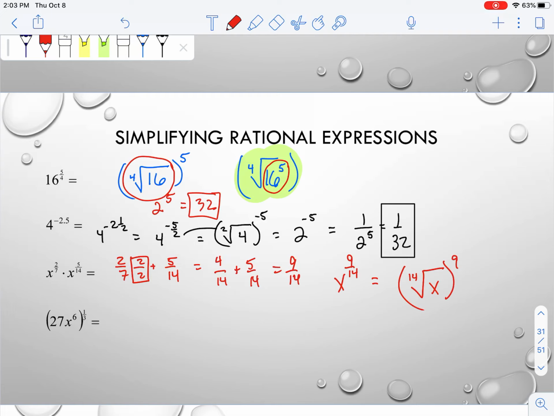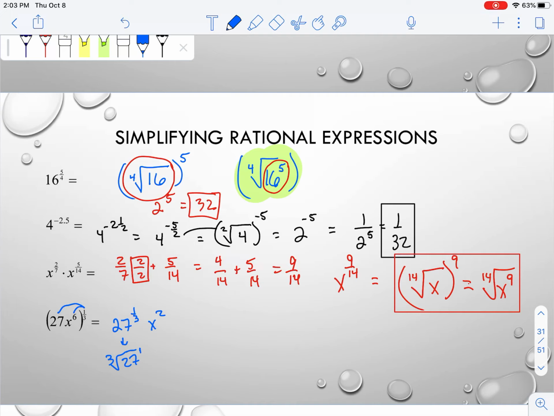And again, it doesn't matter whether the power is on the inside or the outside, either one of these. Okay, let's try one more. So we look at this guy here. Here we could distribute this and say that that's 27 to the 1/3, and then 6 times 1/3 is x squared, and then we can clean this up. That means the cube root of 27 to the first power, which is 3 to the first, or 3, so it's 3x squared.